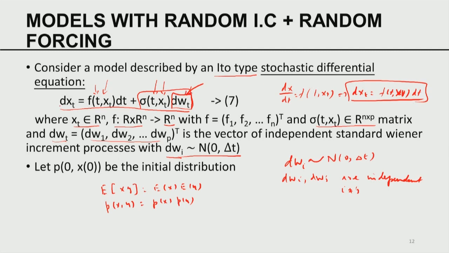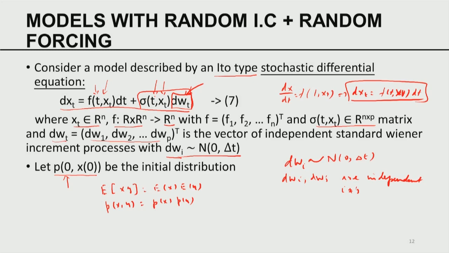So x of t is going to be random because of the random forcing, and also x naught is random. The x naught is distributed according to this distribution. So this is the initial distribution that is random. This is the forcing that is random. The forcing is magnified by the term sigma. So sigma is a kind of matrix that tries to magnify the effect of forcing. P is the size of the random vector.